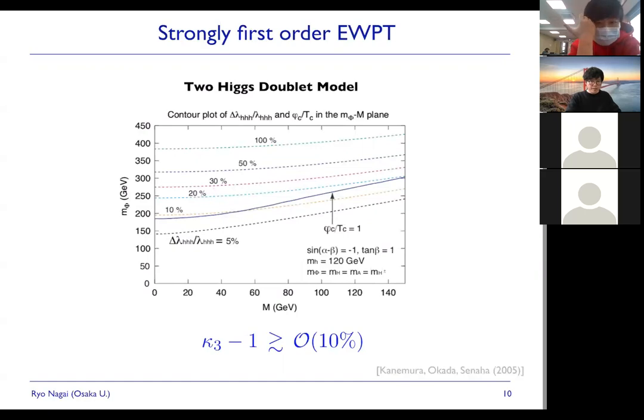The remarkable point here is that large vC over TC requires a large kappa 3 deviation. For instance, in the two Higgs doublet model, large vC over TC requires an order 10% deviation in kappa 3. So this is the theoretical requirement on the kappa 3 deviation. And actually, this kind of positive correlation between vC over TC and the kappa 3 deviation can be obtained in other BSM models, so this may be a kind of universal correlation.